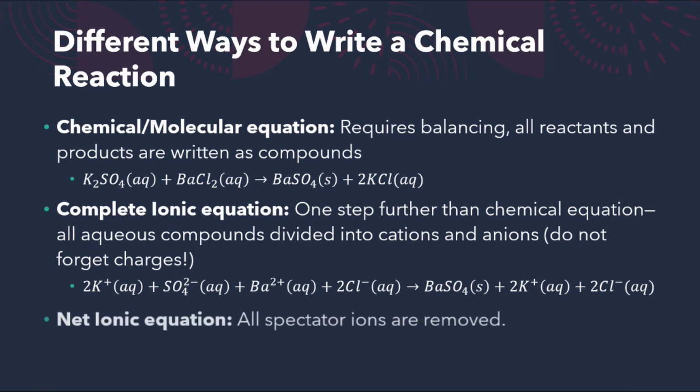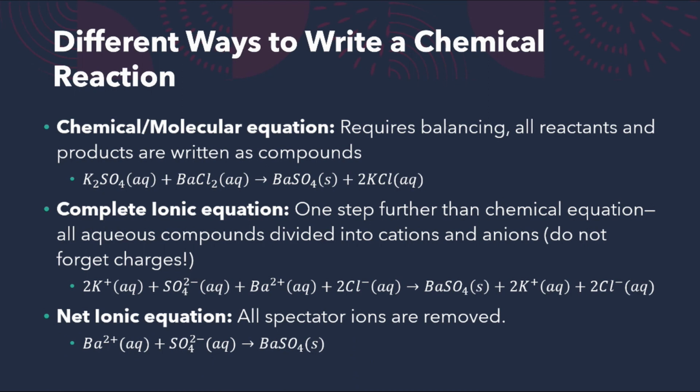The last one is the net ionic equation, where all spectator ions are removed. So what that essentially means is that the ions that appear on both sides of the equation, like this 2K plus on both sides and 2Cl minus on both sides, we can cancel those out and we'll just be left with the barium ion plus the sulfate ion going to barium sulfate, which is in solid form.